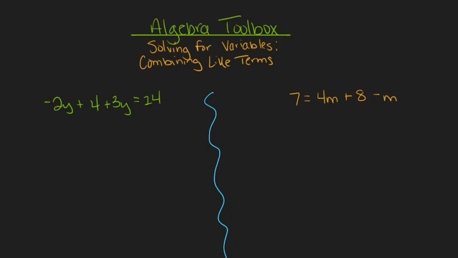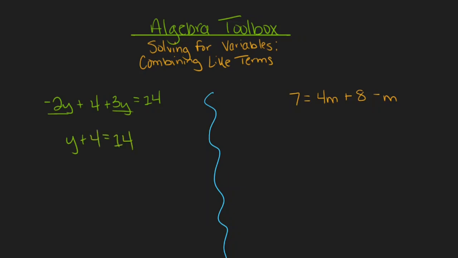I start off with negative 2y plus 4 plus 3y equals 14. The first thing I see as I look at this equation is that I have negative 2y and 3y on the same side of the equal sign, but not combined together. So my very first step is going to be to combine these. Well, negative 2 plus 3 would just be 1, and then y still comes along for the ride. So I can rewrite this as y plus 4 equals 14.